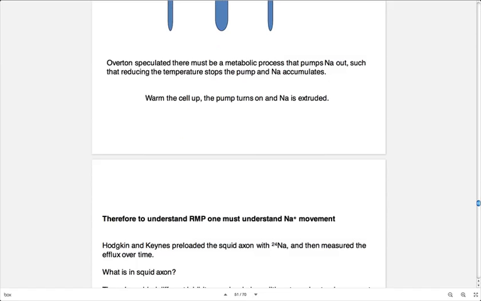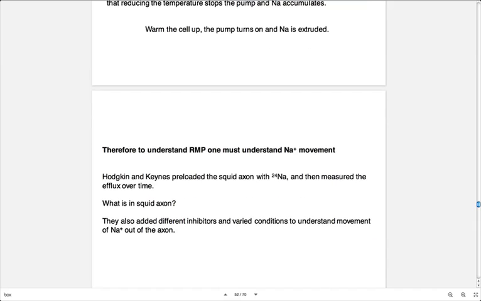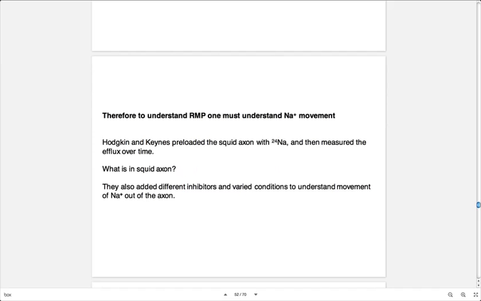So resting membrane potential, we have to understand sodium movement a little bit. Sodium movement's going to be important for our action potential. So now the grad student is like, I did this system and I can take long lunches. And the PI finds out, it's like, no, we're going to make you fill squid axons with radioactive sodium. So poor graduate student fills the squid axon with radioactive sodium and now has to look at movement of sodium out of the axon.